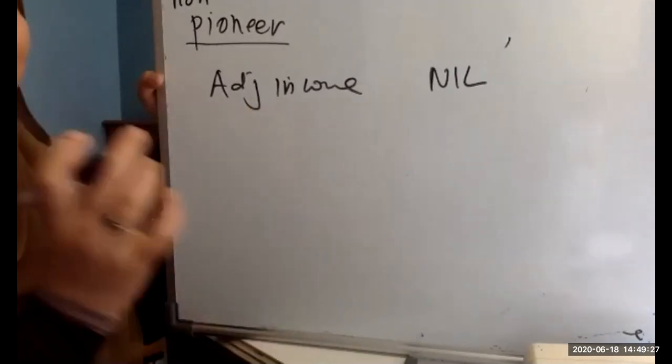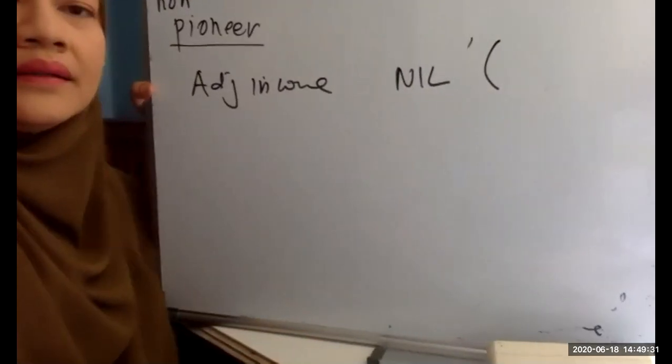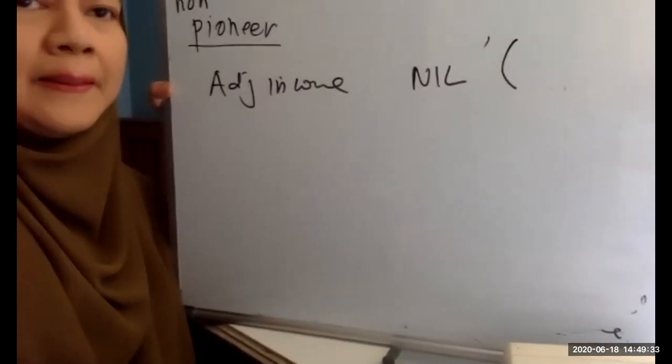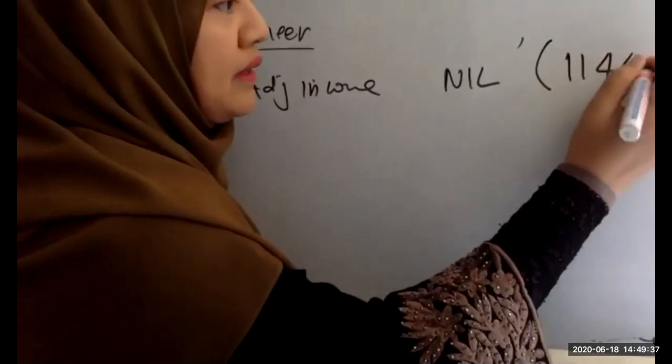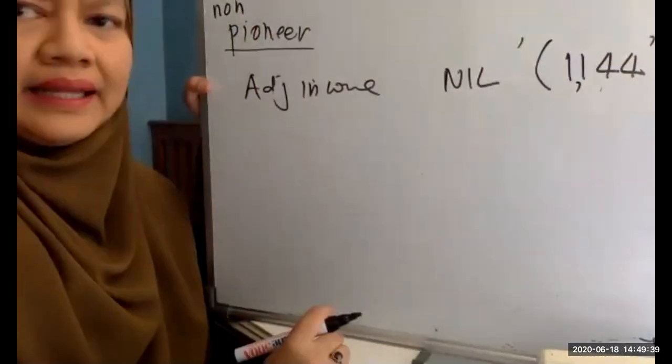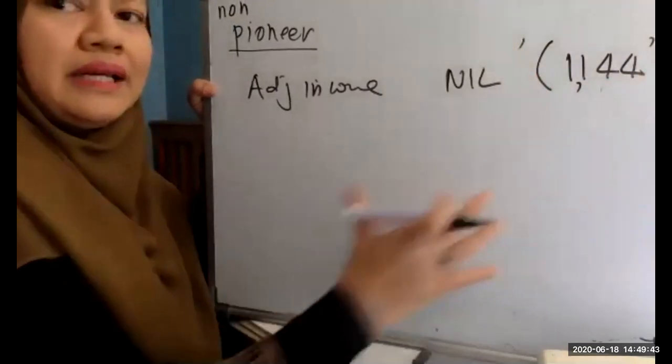So you have an adjusted loss. How much is the adjusted loss? 1144. Okay, very good. So we put that here like that. But this one does not go into your computation, yeah? So we just want to write it there.